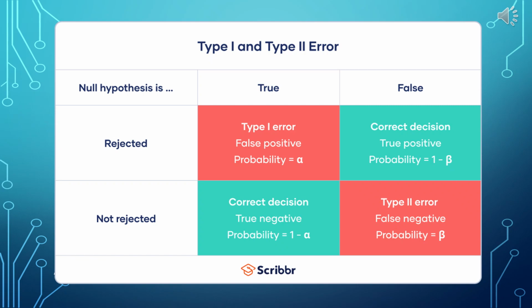Like, we rejected the null, and that's good because the null was false. So the alternative is true. That's the top right quadrant.